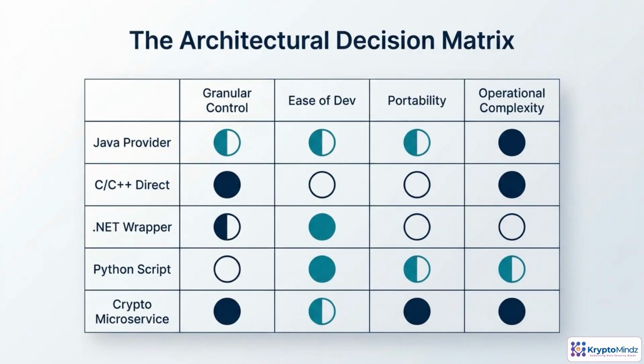Choosing a language strategy is all about trade-offs. Java providers sit in the middle: good integration with existing JCA and JCE code, moderate control, and familiar operations. Direct C or C++ PKCS11 gives you the most control and performance, but demands deep expertise and heavier operations. .NET and Python wrappers emphasize developer productivity and ecosystem fit. Crypto services centralize HSM access, improving consistency and governance at the cost of an extra network hop.